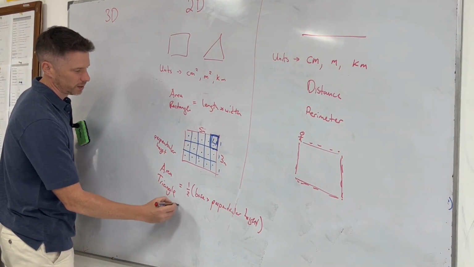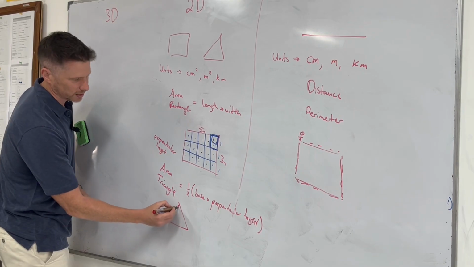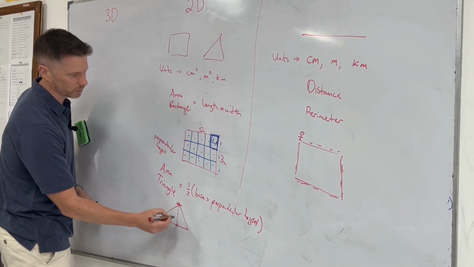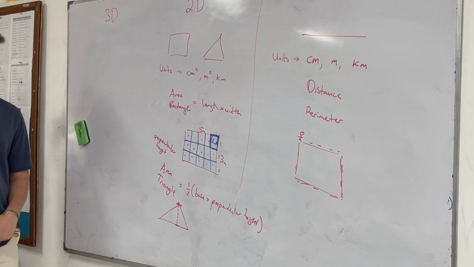Triangle. So if we have a triangle like this, this would be the height we use. The straight up height of the triangle, how tall the triangle is.